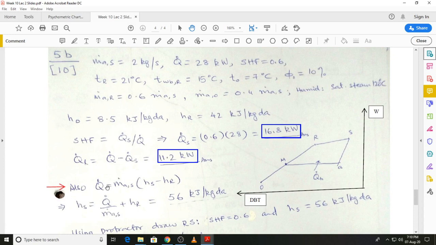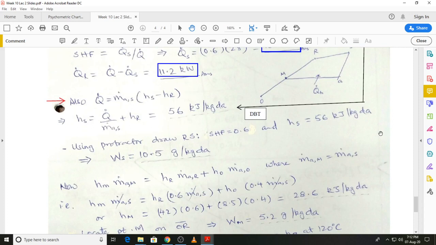and during this process RS, what we are showing is that there is energy loss from the conditioned space, and that total value is Q dot, which is given to us as 28 kilowatts. The mass flow rate of dry air at the supply condition is also given to us, 2 kilograms dry air per second, and the enthalpy difference between the two states will be HS minus HR. HR we have also found out earlier because we located state R, and then we can easily find out the enthalpy HS, which comes out to be 56 kilojoules per kilogram dry air.